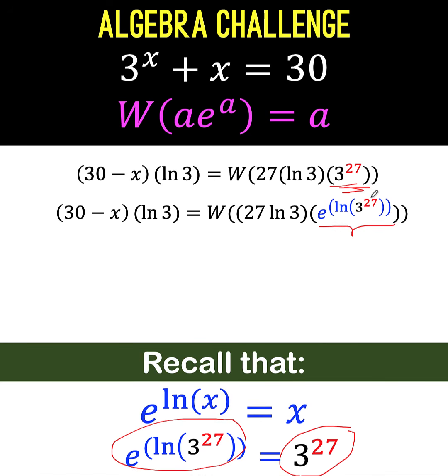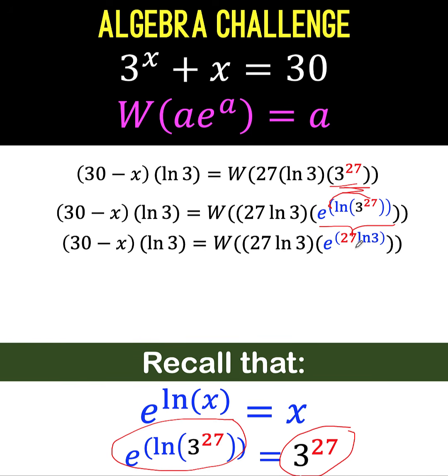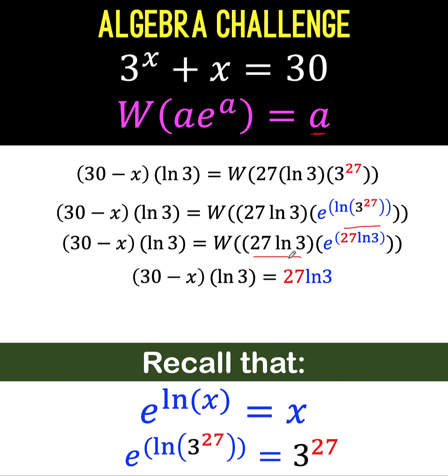Now, you have here again another exponent that we can append to the front of ln using properties of logarithm. So this is now the result. And let's investigate. This is our a, 27 ln 3, and this is also our a, 27 ln 3. So this form here is exactly a times e raised to a, where our a is 27 ln 3. And we take the Lambert W function of that expression, which is just equal to a. So the right side, therefore, is just 27 times ln 3, and we just copy the left side.